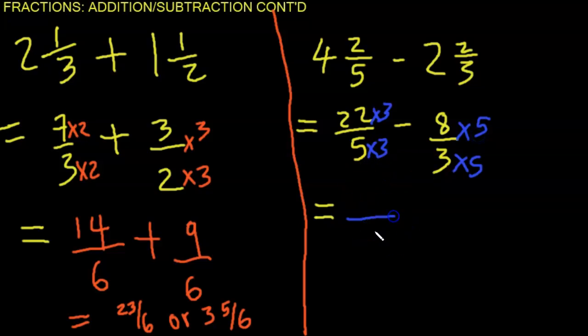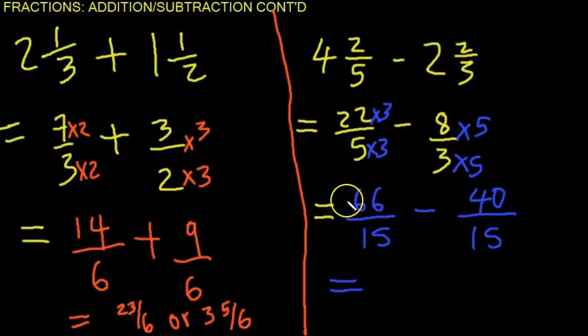So 3 times 5, that's 15. 3 times 22, that's 66. And then over here, 5 times 3, that's 15. 5 times 8, that's 40. So 66 take away 40, that's 26 over 15. So we can go ahead and subtract numerators because now we have the same denominators. Let's look at a couple more examples.